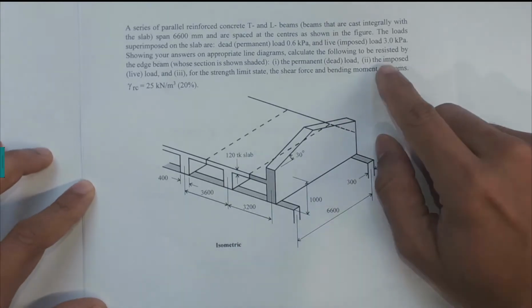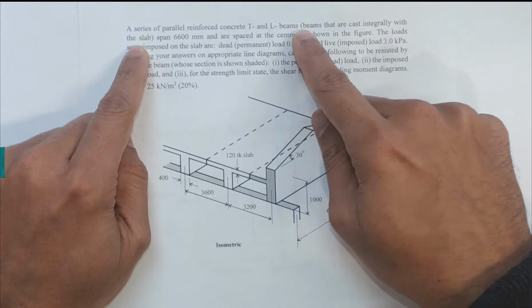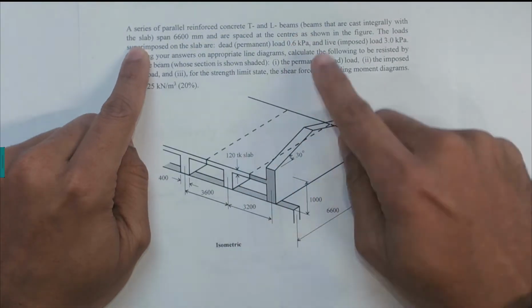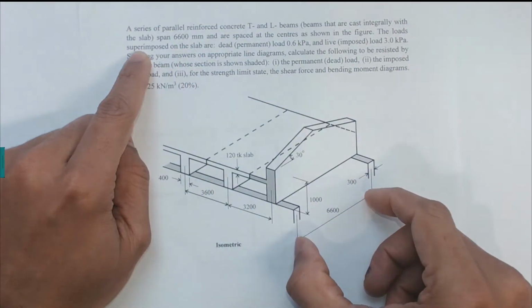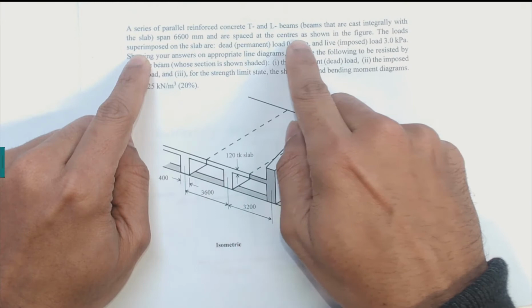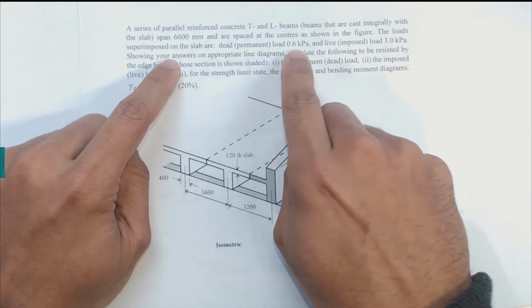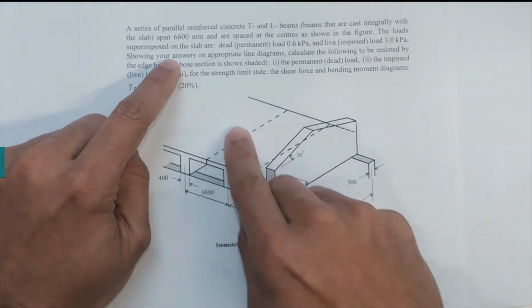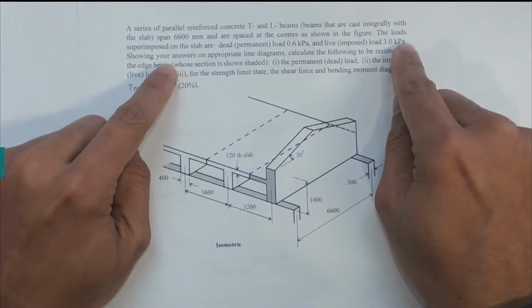This video explains the example for parallel reinforced concrete T and L beams. T beams and L beams are cast integrally with the slab, span 6600 millimeters, and are spaced at the center as shown in the figure. The loads superimposed on the slabs are dead load 0.6 kilopascals and live load 3 kilopascals.